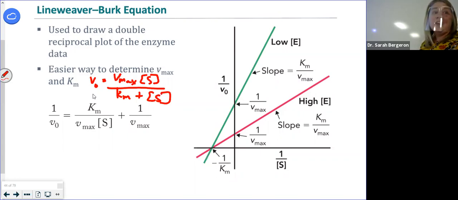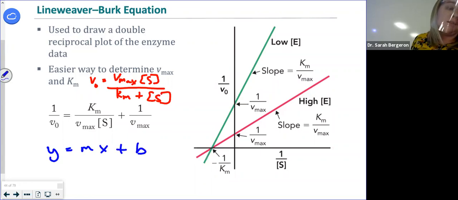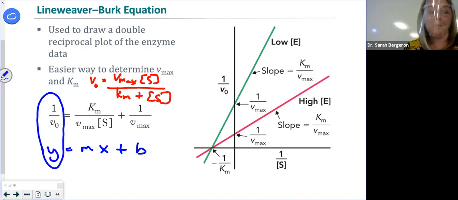Okay, so now, the whole point of doing this is to linearize it to make it easy to read. So if I'm going to turn it into a linear line, what's the equation of a line? Y is equal to mx plus b. So now all we have to do is figure out what is y, what is x, and all that kind of stuff, right? So what is y? Y is 1 over our velocity. So that's what they put on the graph here, right?